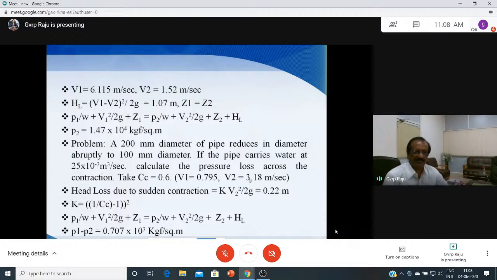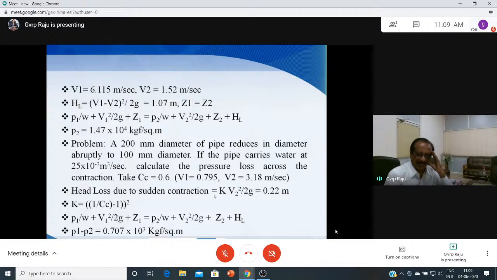And again V2 here, V2 is Q by A2. Q is 25 into 10 power minus 3, and A2 is again pi by 4 into 100 mm converted to meters, 0.1. So the discharge 25 into 10 power minus 3 divided by pi by 4 into 0.1 whole square. So V2 is equal to 3.18. This is simply from the continuity equation, Q is equal to A1 V1 is equal to A2 V2.